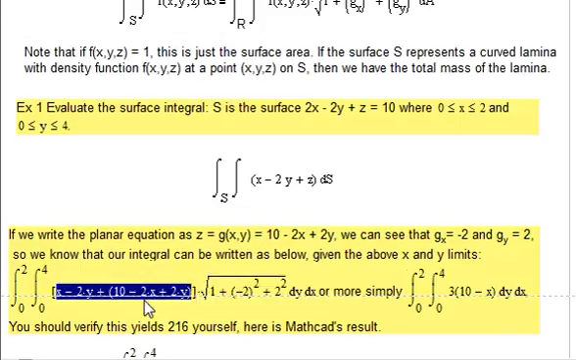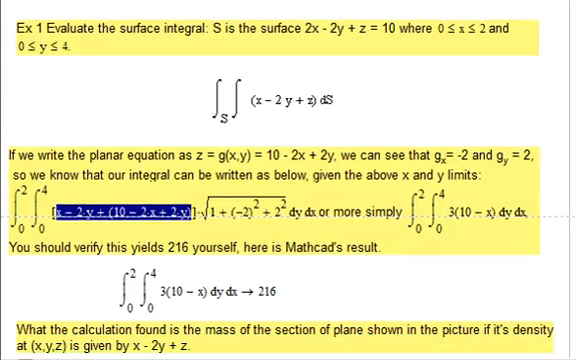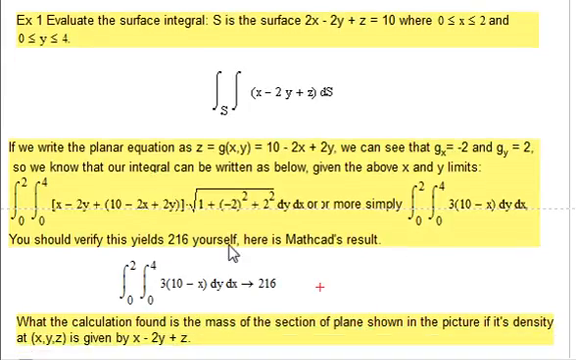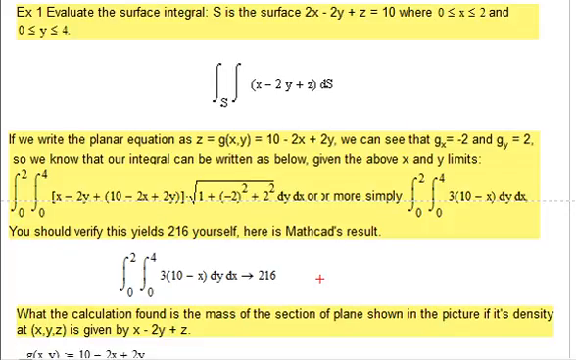Simplifying all of this is just 10 minus x dy dx. So you should verify this equals 216 yourself. I just did it with MathCAD, just to save a little time. But there's nothing difficult about any of this integration. First integration, you're going to get an extra y term, but y goes from 0 to 4, so no problem there, I don't think.